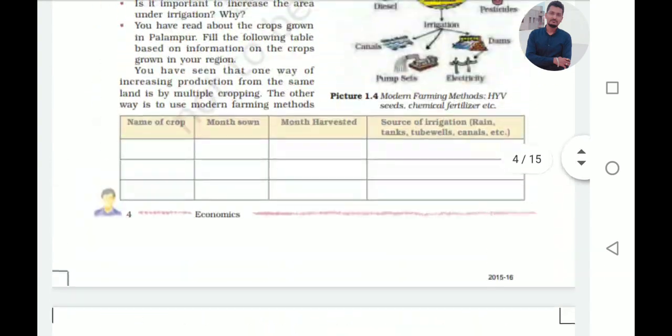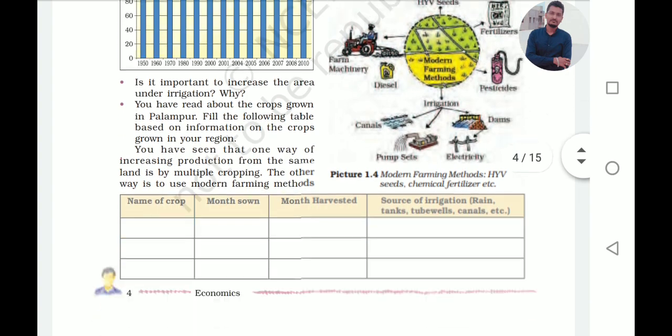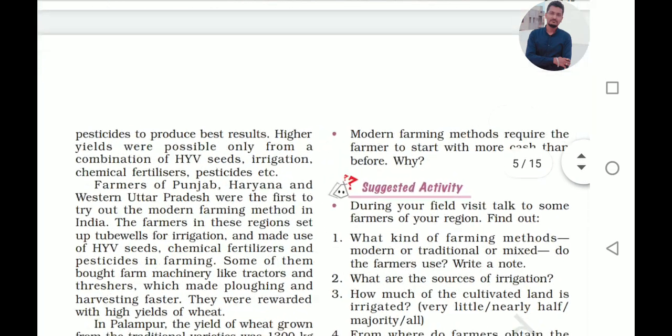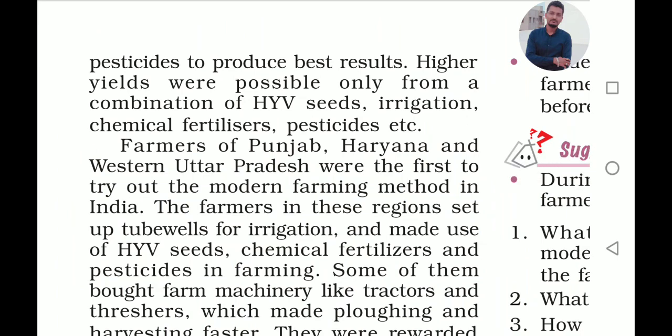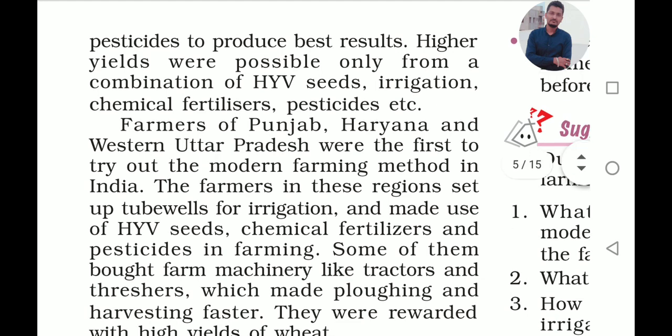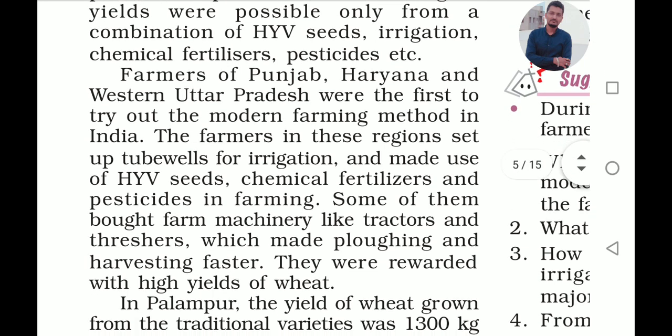Now further, let's discuss that the use of pesticides and chemical fertilizers produces the best results, and higher yields were possible only from a combination of HYV seeds, irrigation, chemical fertilizers and pesticides. Using all these modern methods, farmers are now able to get the maximum produce. Farmers of Punjab, Haryana, and Western Uttar Pradesh were the first to try out the modern farming method in India. Farmers in these regions set up tube wells for irrigation and made use of HYV seeds, chemical fertilizers, pesticides.